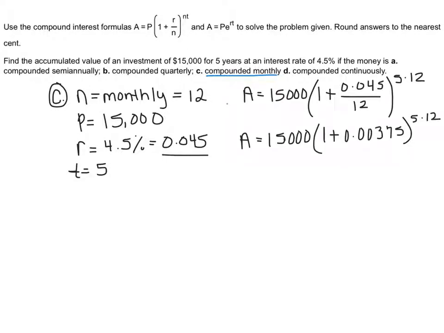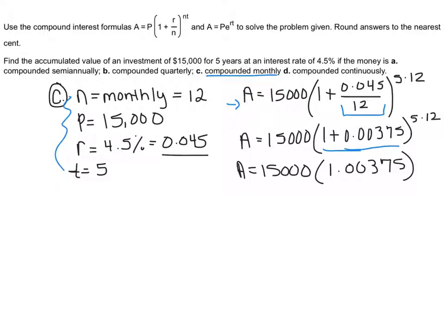So my first step is to substitute all of the values into my equation. Next, I'm going to divide 0.045 by 12, and I get 0.00375. Now I'm going to add 1 to that decimal in parentheses. I'll also go ahead and multiply the values in the exponent position. So 5 times 12 is 60. And then my next step is to raise 1.00375 to the 60th power.